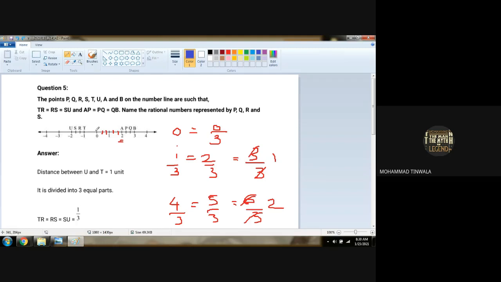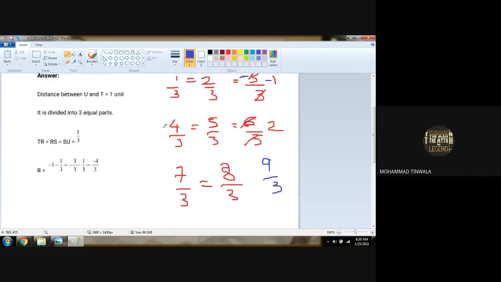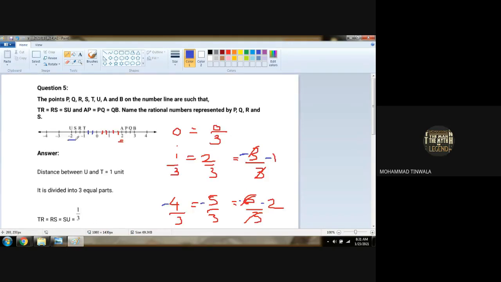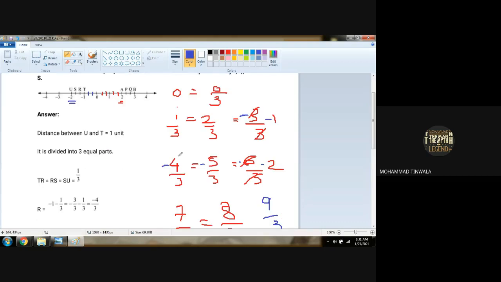In the same way, you have 3 parts on the left hand side also. So -1/3 will come here, so we got -1. After that the next two numbers will be -4/3 and -5/3. So -6/3 will be -2. So -2 is already given. We have to use S and R. So S is this and R is this.